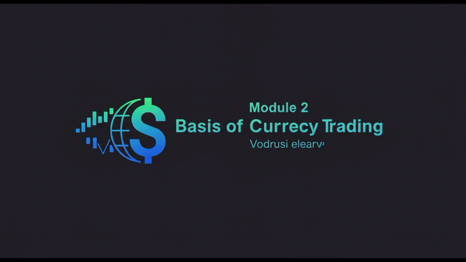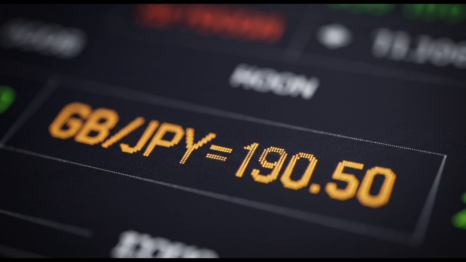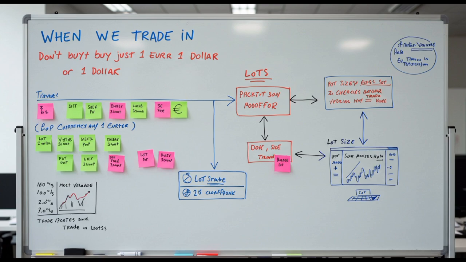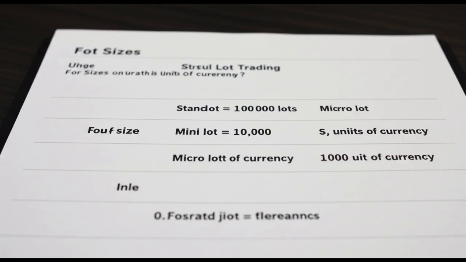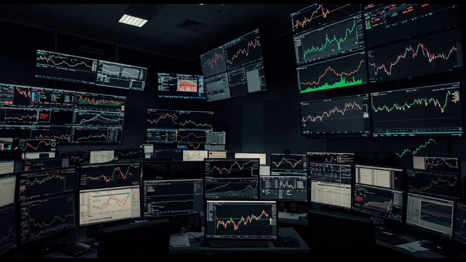In our last class, Module 2, we learned the basics of currency trading. We talked about currency pairs and how they work. We looked at base currency versus quote currency. We explained pips, lots, leverage, and margin. And we discussed the different Forex trading sessions. That was the foundation of how Forex trading operates.